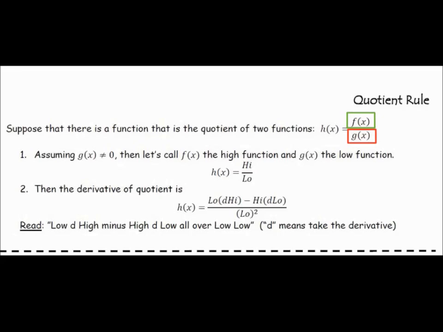And so when I talk about d, I'm talking about taking the derivative. So I'm going to do the low function times the derivative of the high function, subtracted by the high function times the derivative of the low function, and I'm going to square my low function. That's the low low. I'm taking my bottom function, multiplying by itself.